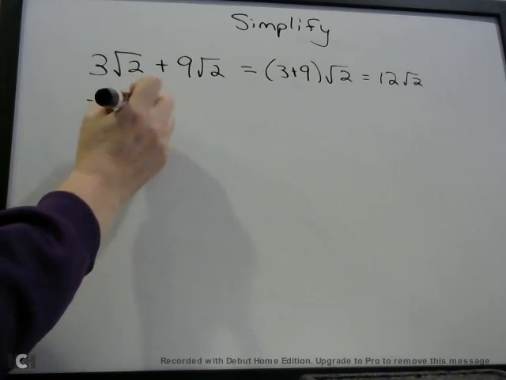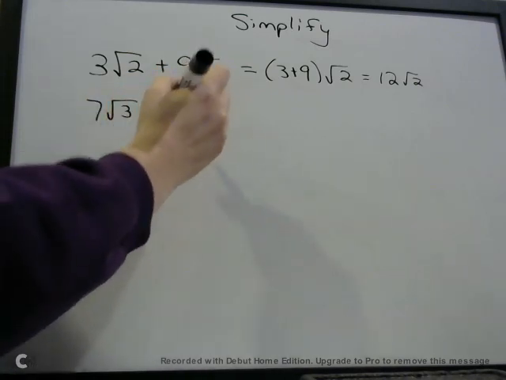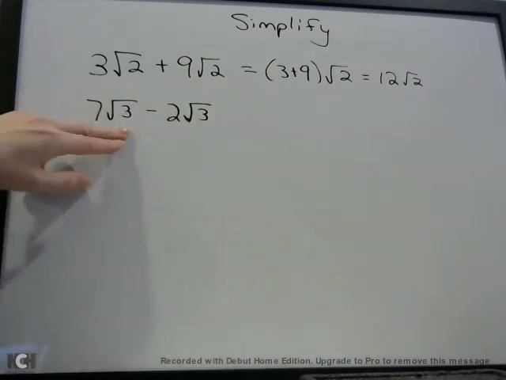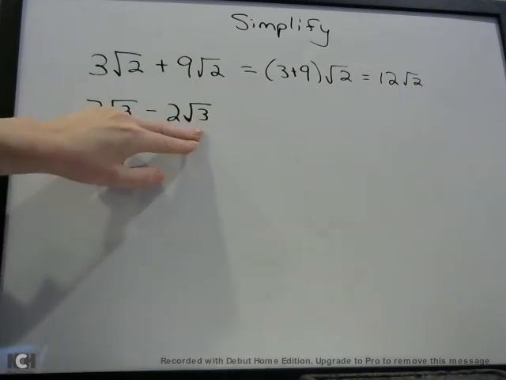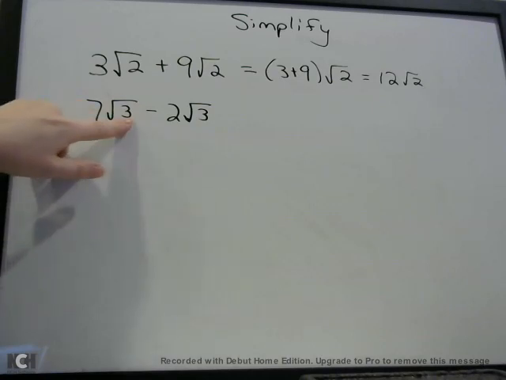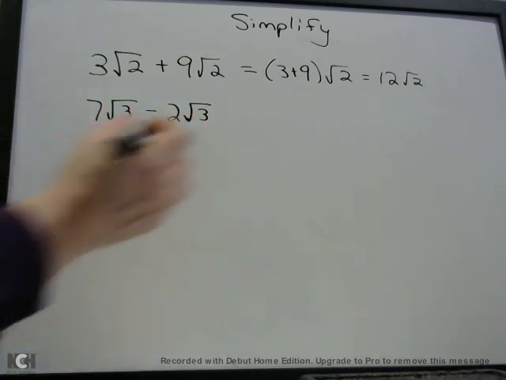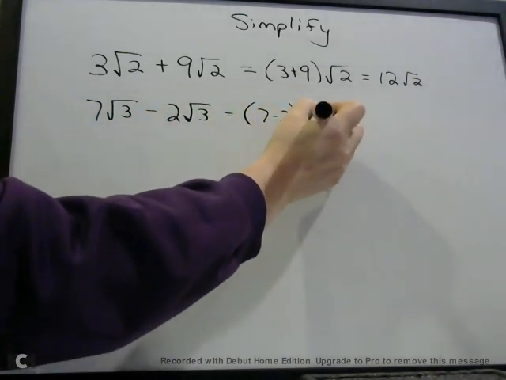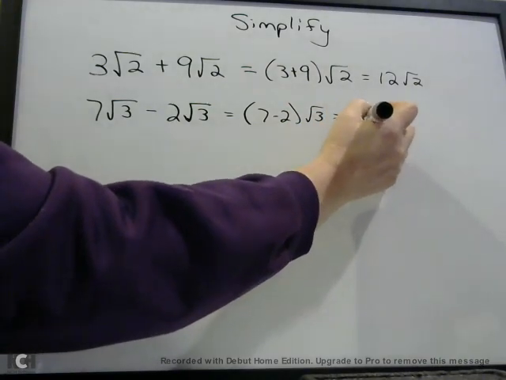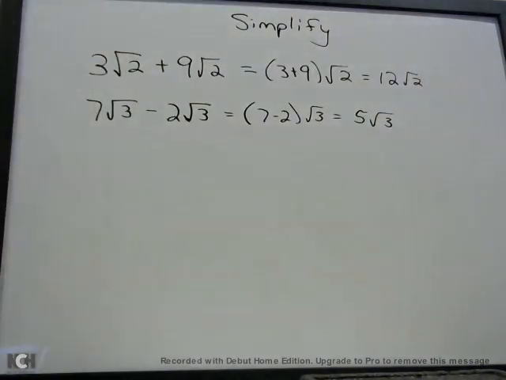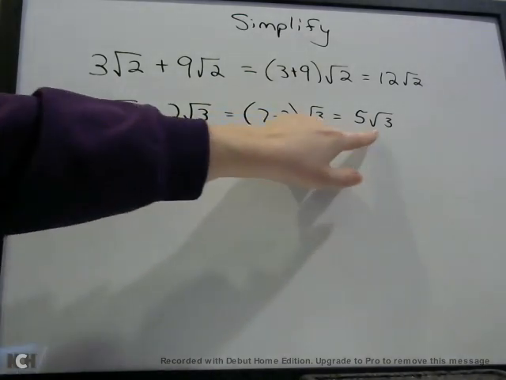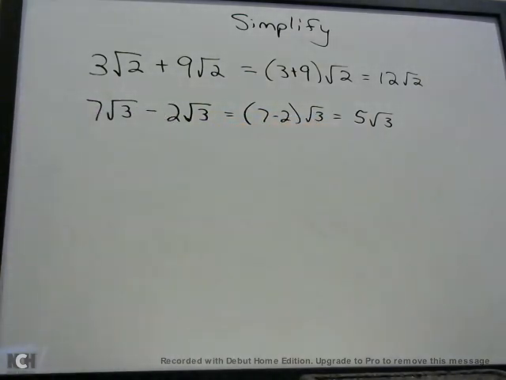Similarly with subtraction. If we have 7 square root of 3 minus 2 square root of 3, you just look at the numbers in front, because these are the same, they're both 3's. 7 minus 2 gives you 5 square root of 3. And that would be the simplified form. For this problem, your answer is 5 square root of 3.